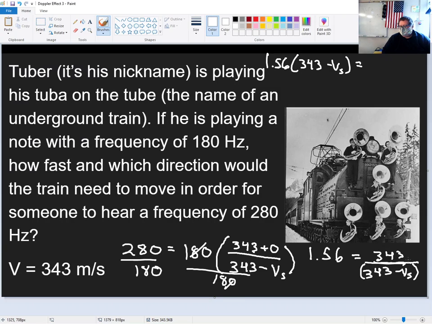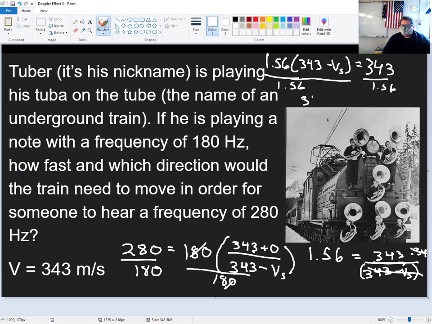equals, on the other side they just cancel, right? I hope you can see that. I'm multiplying by this thing here, 343, so they cancel. So it's just 343. Again, multiple ways you can do this. I would just divide by 1.56 probably. So divide both sides by 1.56, and you're dividing the whole thing. So 343 divided by 1.56.